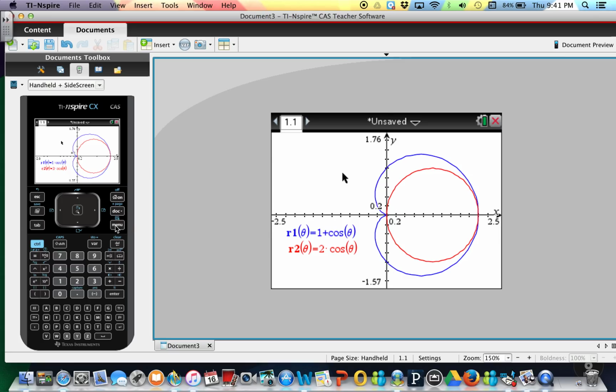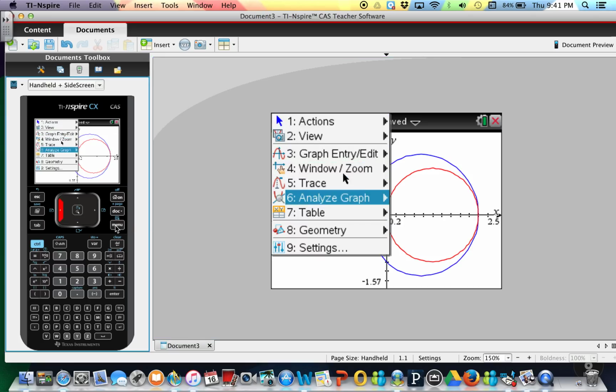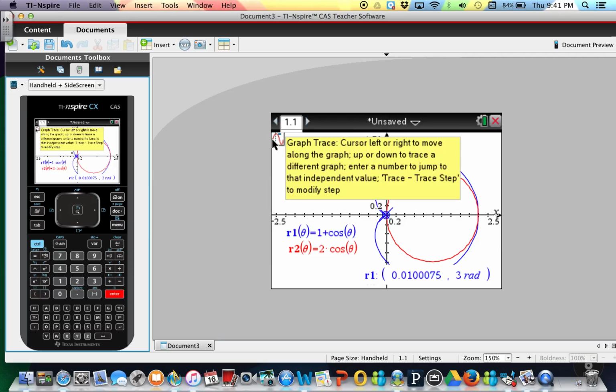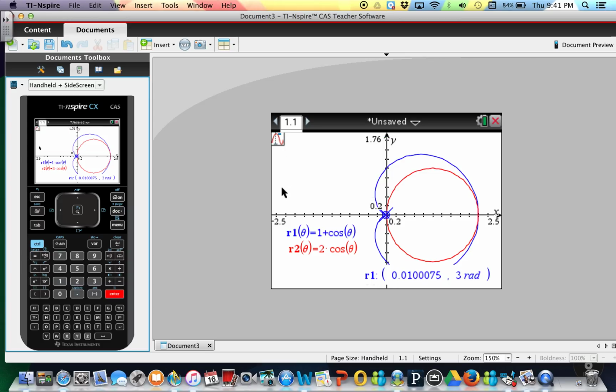I go to Menu. At Menu, I go to Trace, and at Trace, I go to Graph Trace. I'm going to hover around the tool to kind of give an idea of what it's about. Cursor left or right to move along the graph, up or down to trace a different graph. Entering a number is not going to work on this because that would be if you were in function mode. So I'm going to go over here. Notice this little blue cursor means that I'm on my blue graph.